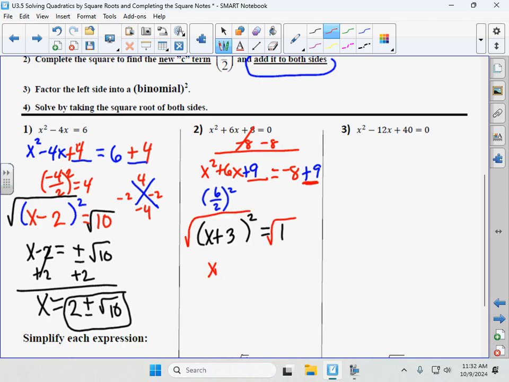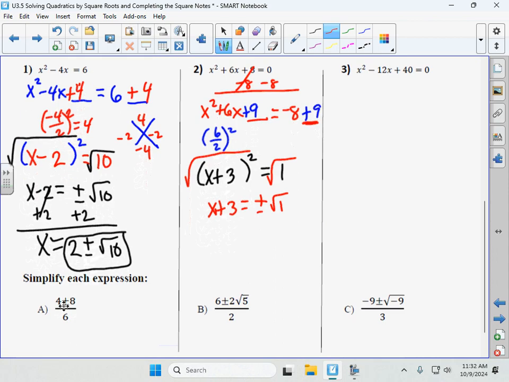Left side just becomes x plus 3. The right side, don't forget to put plus or minus, the square root of 1. Now, square root of 1 will simplify. It's 1. All right, and then I'm going to also subtract 3 over. So I have x equals negative 3 plus or minus, and then square root of 1 is 1.